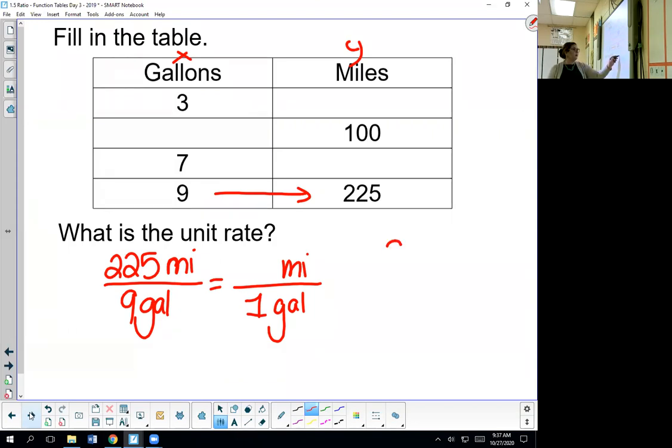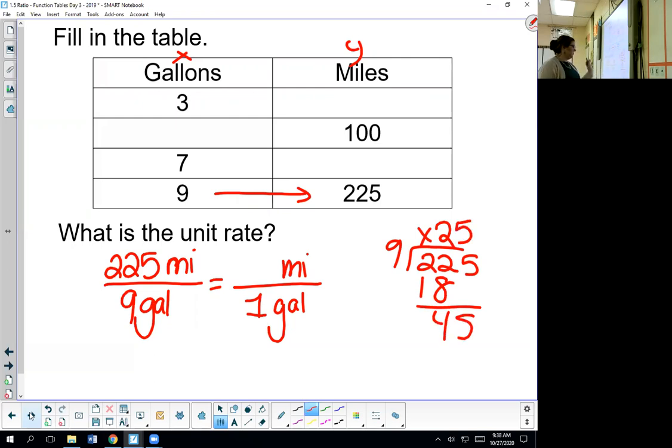Okay, so let's divide. 225 divided by 9 doesn't work easily. 9 times 2 is 18, or 45. 9 times 5 is 45. So I'm getting 25 miles per gallon. And that's okay, that's not too bad. So what I'm doing is I'm going from my X, I'm multiplying by 25 to get my Y.